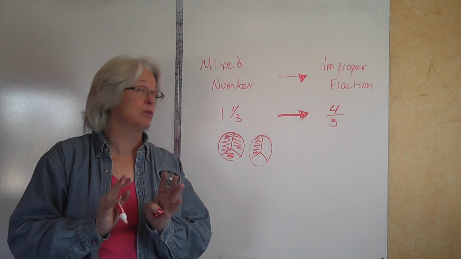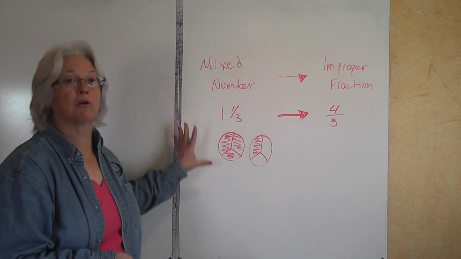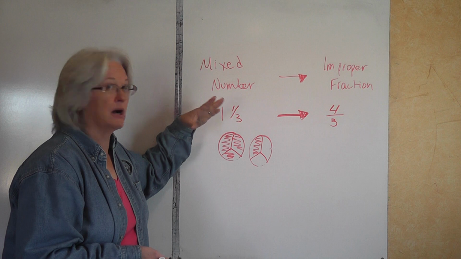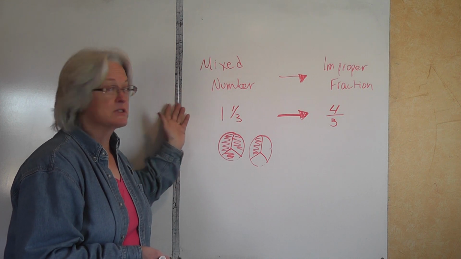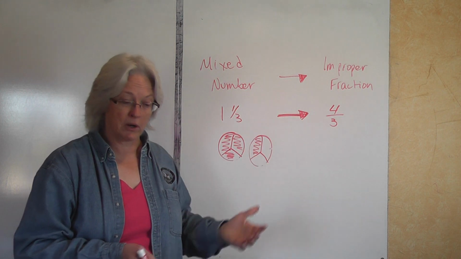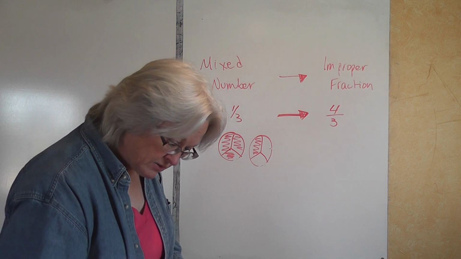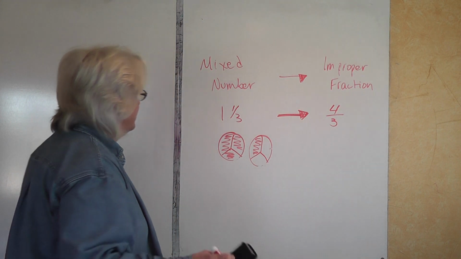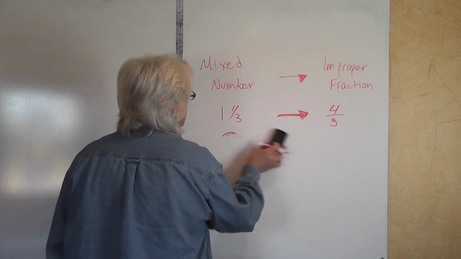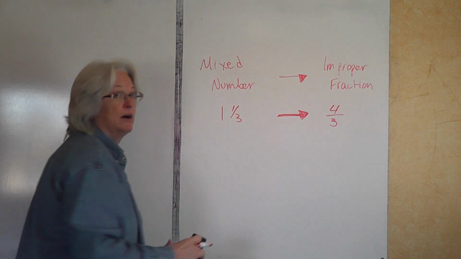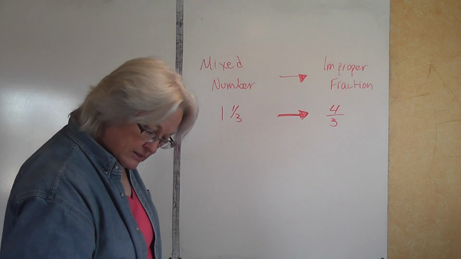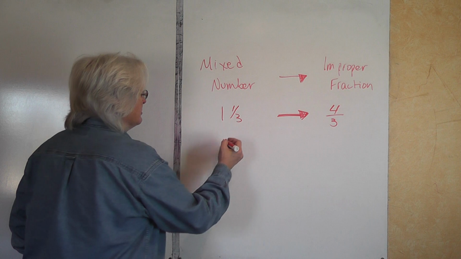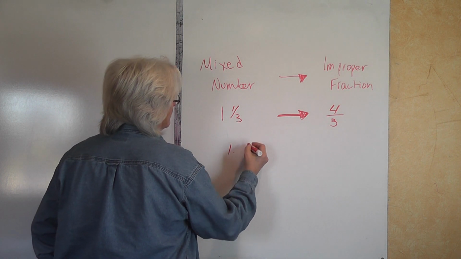Now there's a pattern that we use here because obviously we're not going to want to be drawing pictures every time we have to convert mixed numbers to improper fractions and back to mixed numbers. So this is what we do. And I'm just going to go ahead and write it out the way your book says. It says, multiply the whole number by the denominator.